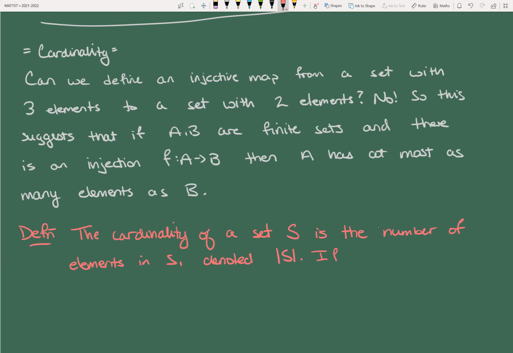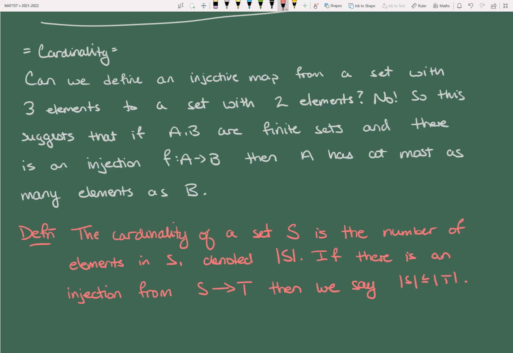And if there is an injection from S to T, then we say that the cardinality of S is less than or equal to the cardinality of T. If two sets are infinite, can we compare their size or use a trick with injectivity to compare them?